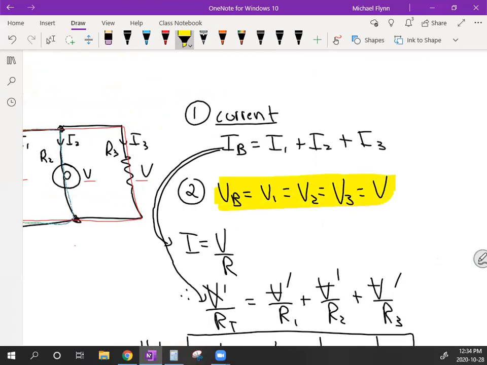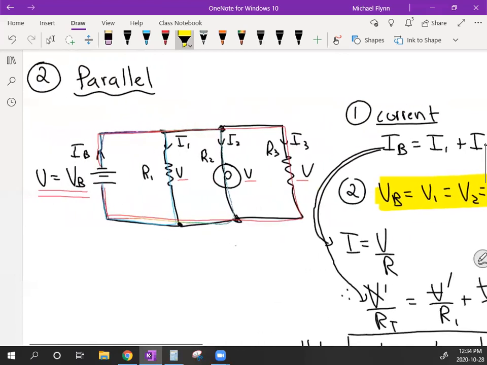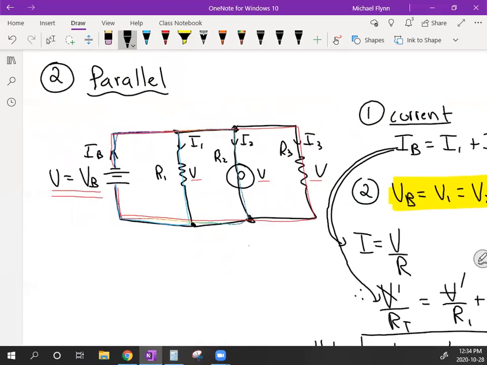Instead of saying V1, V2, V3, and voltage in the battery, might as well just admit the truth here. They all have the same voltage, so we'll just call it V. But the currents, on the other hand, could be different. Like, let's say, for example, I had 10 amps coming out of the battery.